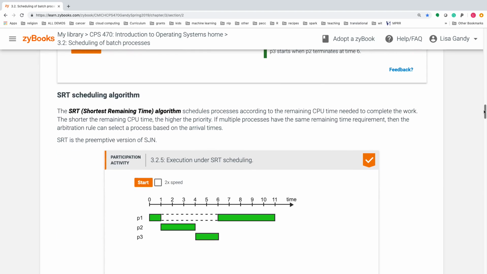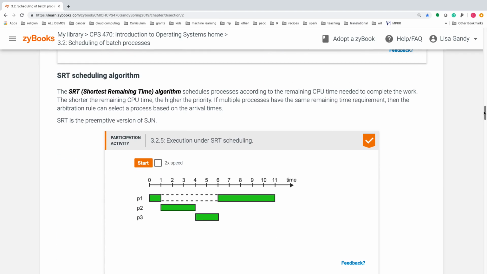Let's just do shortest remaining time. The shortest remaining time algorithm schedules processes according to the remaining time they need to complete the work. So it's basically not how long they are in general, but how long they have left. The shorter the remaining CPU time, the higher the priority. If multiple processes have the same remaining time requirement, then the arbitration rule can select a process. So the shortest remaining time is the preemptive version of the shortest job.